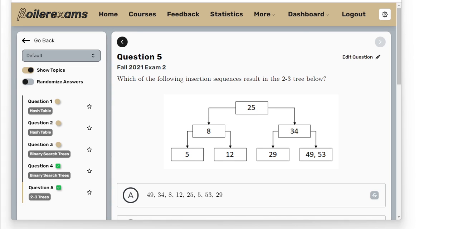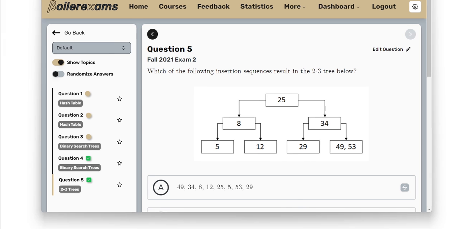Today we're going to be looking at question 5 on the Fall 2021 Exam 2. The question asks us, which of the following insertions results in the 2-3 tree below? Before we look at this specific 2-3 tree, I want us to go over what 2-3 trees do, how they work in general, and that way we can better answer this question.